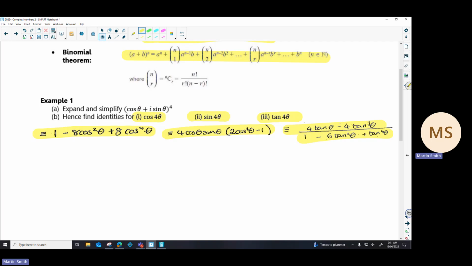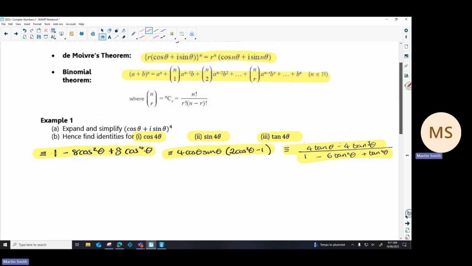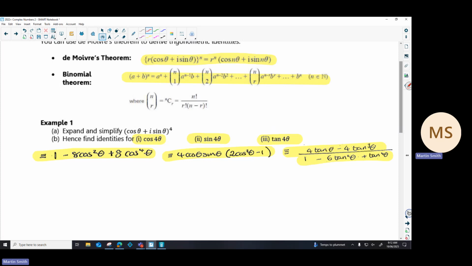In an exam question, it is highly likely that you would only be proving one of these identities. And how I'm going to do this is the following. I'm going to copy what it says in the first bit: expand and simplify (cos theta plus i sine theta) to the power of 4. Well, why am I going to do that? Well, by De Moivre's theorem, if you go back to De Moivre's theorem here, let me just make my writing a bit thicker.